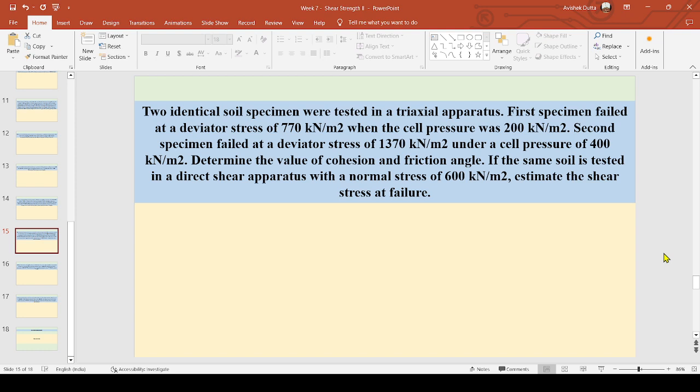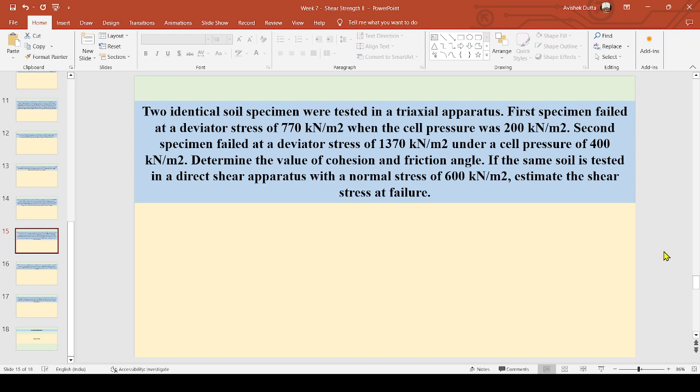So, three things need to be found out in this question: the value of cohesion, the friction angle, and using those values to find out the shear stress at failure in a direct shear box test when the normal stress is 600 kN per meter square of the same soil specimen.